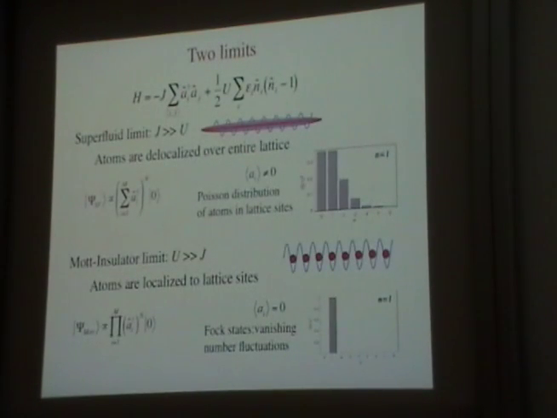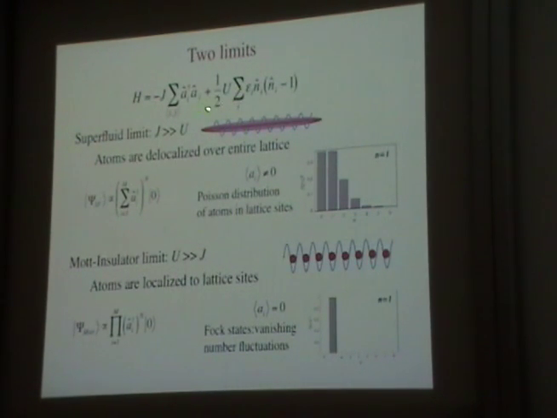So there are basically two limits that you can study in this Bose-Hubbard model. One is the superfluid limit, where basically you have a lot of tunneling or hopping of atoms from one site to the other. And in this case, the atoms are going to be delocalized over this entire lattice. And so you have a wave function that's sort of analogous to the BEC wave function.